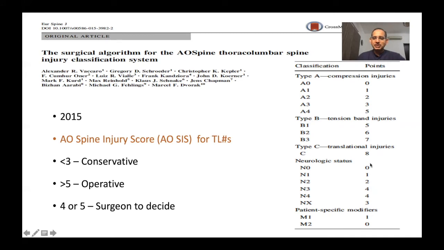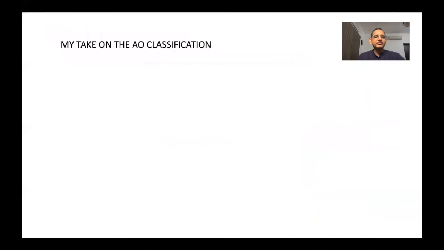Then the neurological status also was graded gradually with an increasing number. Patient-specific modifiers were also given 1 mark depending upon the modifier. Based on this, they again gave the recommendation that any patient with less than 3 was conservative, greater than 5 was operative, and with a score of 4 or 5, the surgeon was supposed to decide. Absolutely what we saw with the TLICS classification.